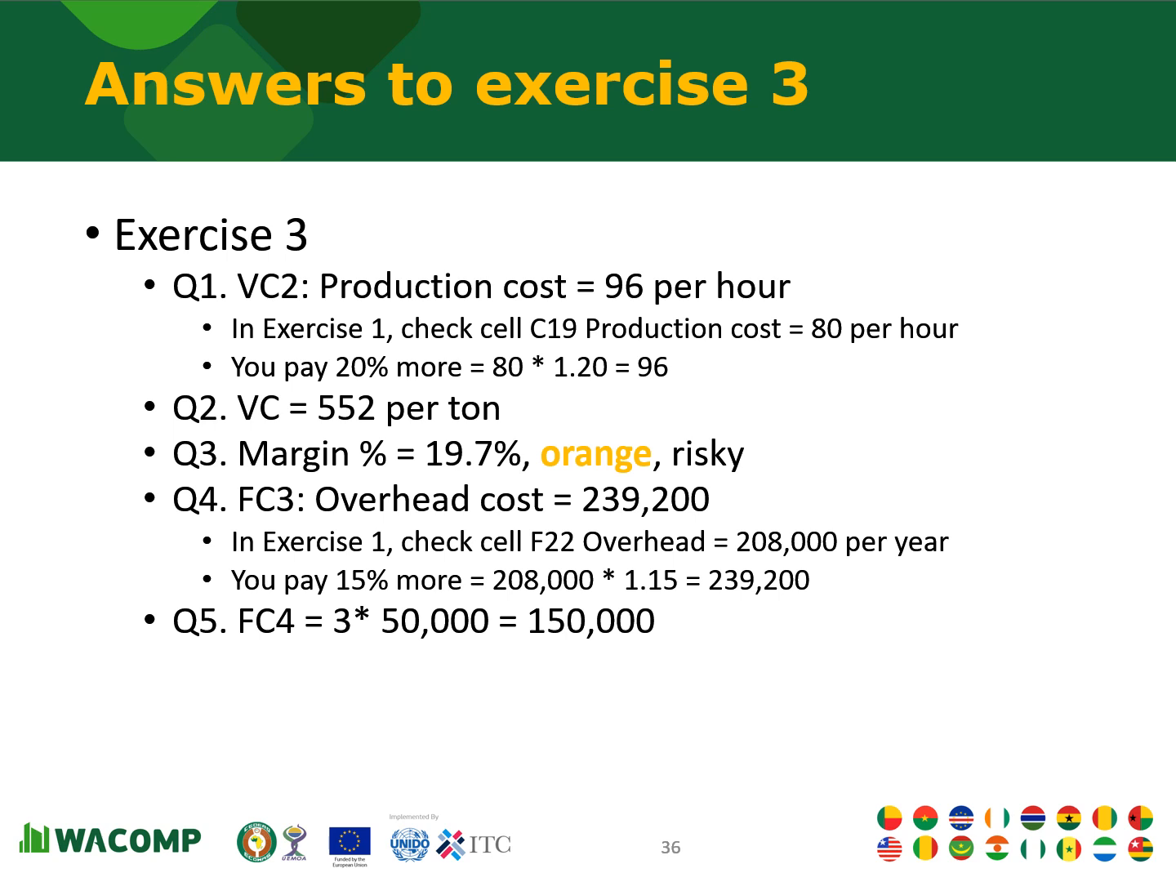Q5. Marketing costs have tripled. Again, check exercise 1, cell F25, and you see that FC4 was 50,000 euro. So in the cell you type 3 times 50,000 and the answer will be 150,000.